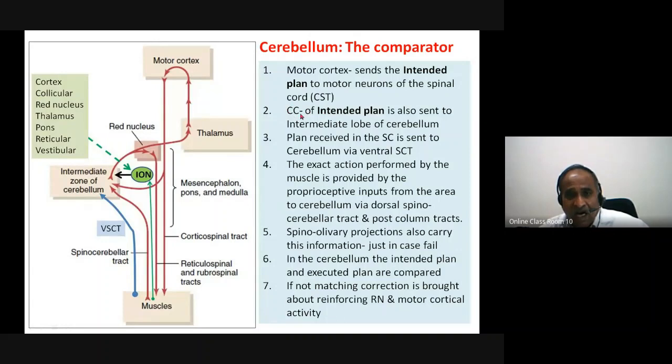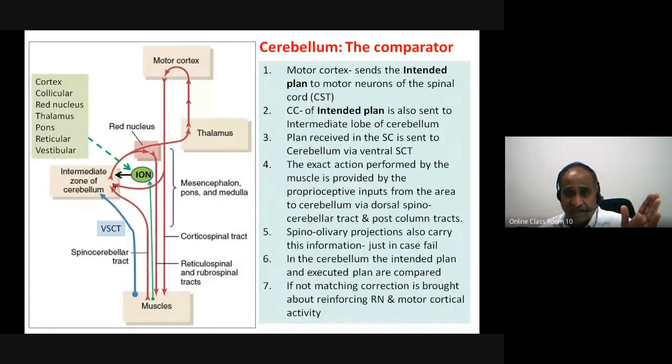Now the carbon copy of the intended plan is also sent to the intermediate lobe of the cerebellum. So you just see that this is a carbon copy. It is coming here. Up till now, you are clear: the corticospinal tract descends down with a definite plan of activity given by the motor cortex. You all agree with that. Now the same plan, a carbon copy of the same intended plan, is also given to the intermediate zone of the cerebellum, that is the spinocerebellum.